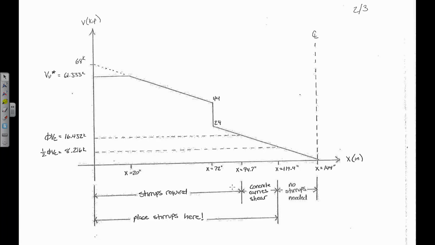This is shear, and this is X. Okay, this right here, that's VU star, which is 61.33 kips, and then I have VVC, and I have half of VVC. My scale is probably a little off on the board, but that's okay.